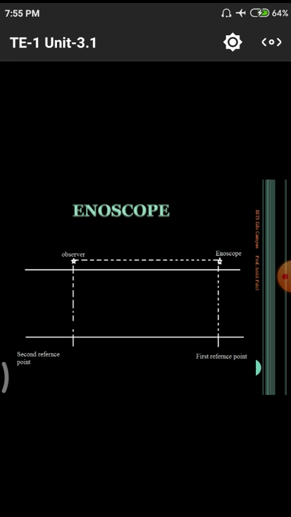Okay, this is how the eno scope works. This is the first point and second reference point. The observer has to see the vehicle in the eno scope itself, at what time the vehicle starts, and at the ending point he will record the ending time, so that the time will be known, and the distance is also previously measured. He will get the spot speed study by using this eno scope.